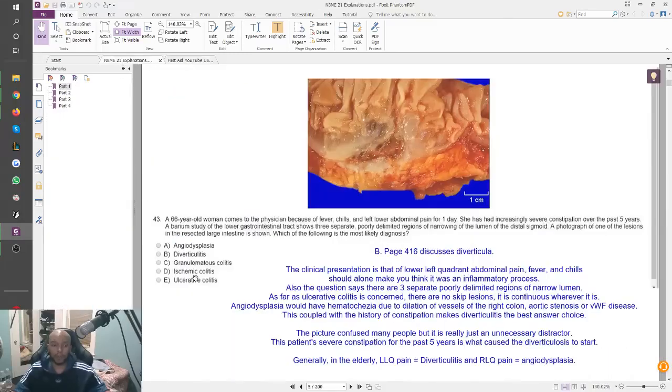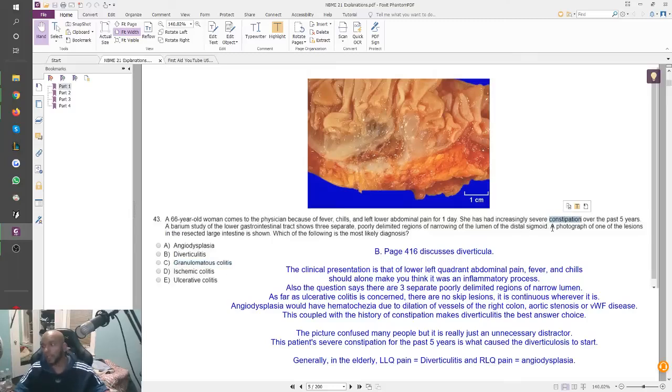A lot of people, I'm sure, must have fallen for granulomatous colitis, 1, because you would think this is a granulomatous thing, and 2, you would think of the skip lesions, and this is 3 separate delimited regions. But that's not what's happening here. A person with Crohn disease does not simply have left lower abdominal pain, fever, chills, constipation.